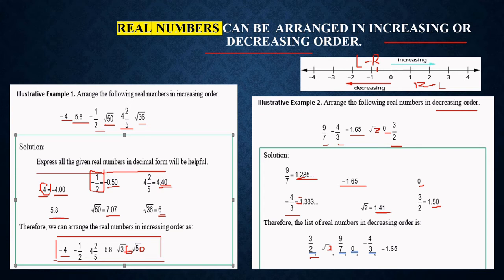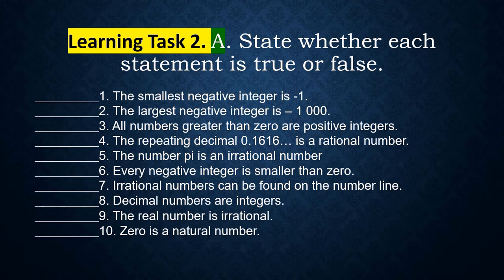So, next is 0. Then, ang kasunod na niya is negative. Tandaan, mas malayo sa 0, mas maliit ang value. So, the next number is negative 1.3. That is negative 4/3. And the last is negative 1.65. So, therefore, your answer is 3 halves, square root of 2, 9 over 7, 0, negative 4 over 3, and negative 1.65.